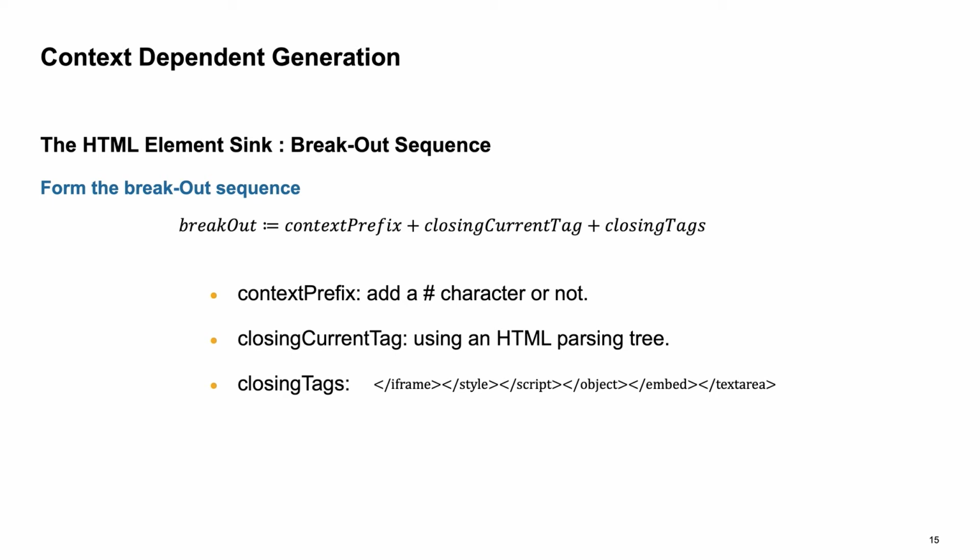We determine the closing current tag by generating an HTML parsing tree for the tainted string and its context, and then traversing the tree from bottom to top. Each context is then closed. At the end of the breakout sequence, we have these closing tags, which we add arbitrarily. The reason is that if we are inside one of these, the payload inserted won't work correctly. For example, the textarea doesn't allow a script execution inside it.